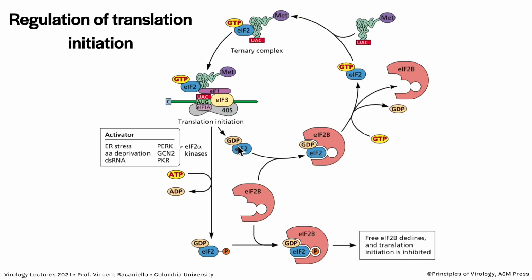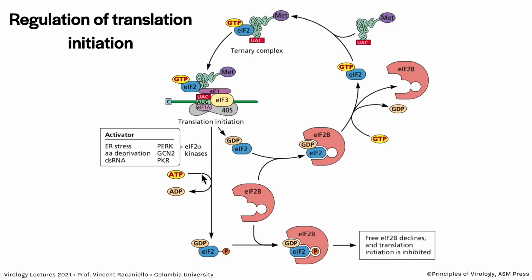But this eIF2 has to be recycled. It's in limiting amounts in the cell, so you have to replace the GDP with GTP so it can go through another cycle of initiation. And that's done by eIF2B, which is basically a guanine nucleotide exchange protein. What does that mean? It exchanges GDP for GTP. So GDP-eIF2 binds eIF2B, and then GTP substitutes for the GDP, and now you have released GTP-eIF2, which can bind a tRNA-met, make a new ternary complex, and you can do more translation.